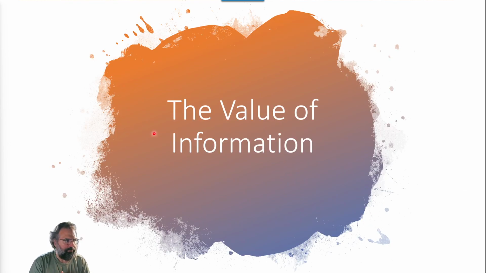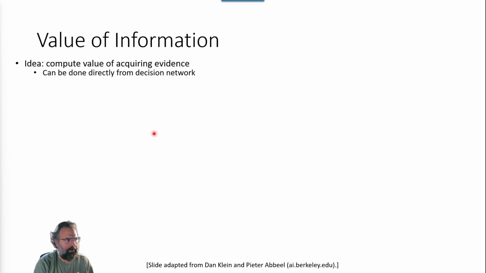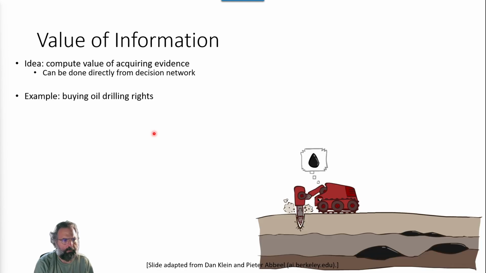So we've talked a bit about making decisions. Another thing that we do when we're making decisions is think about the value of information, understanding that the value of information may change over time. So the basic thing that we're coming up with is you've got an idea and you're going to compute a value of acquiring evidence. And this can be done directly from a decision network.